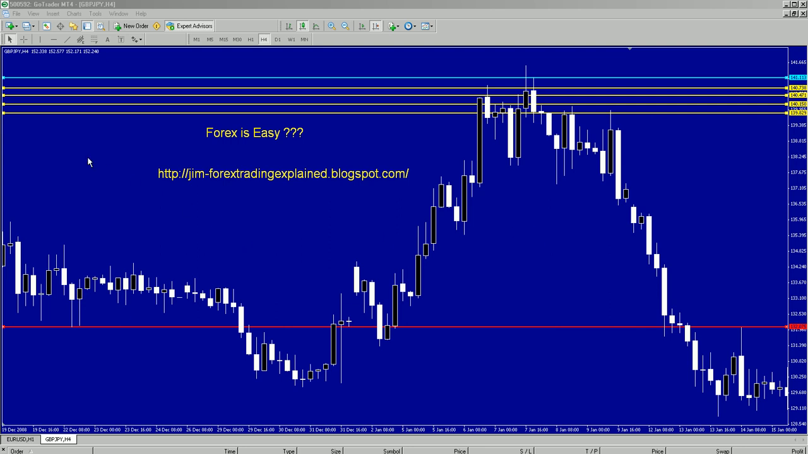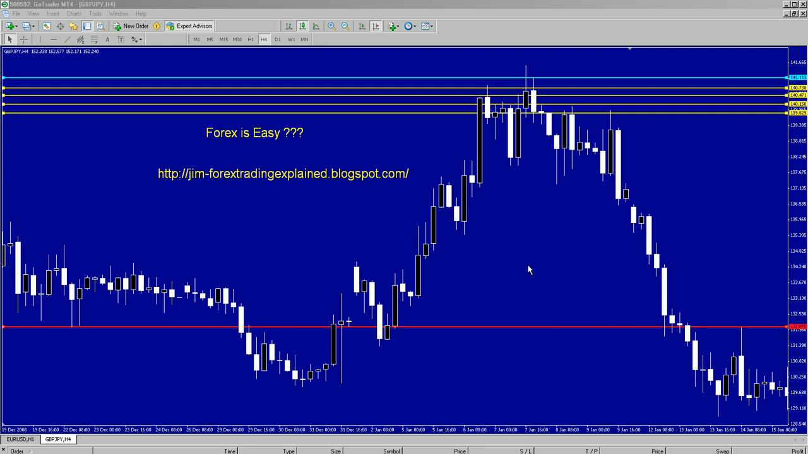So here we have a 4 hour chart of the GBP/JPY, the Great British Pound against the Yen. I can trade this on about 8 pairs: the 4 majors plus the Aussie, Canadian, Euro Japan and the GBP/Japan, which I'm doing here today.